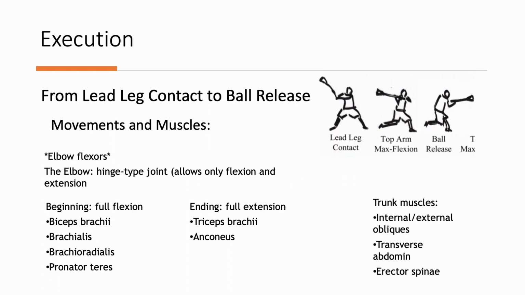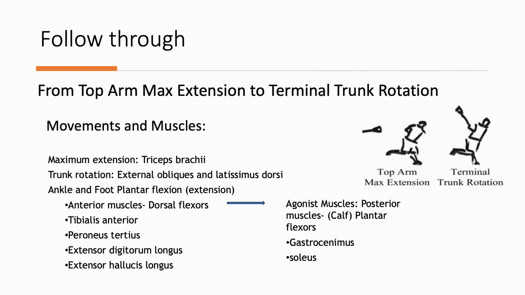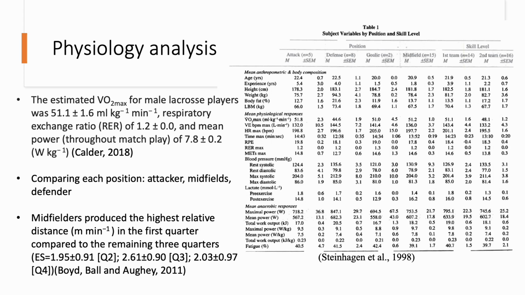Then in the execution phase, which is from the lead leg contact until the ball release, once the lead leg has made contact on the ground, the player will pull back the stick to generate power with biceps in full flexion to hold on to the stick and swing forward with the triceps in full extension to release the ball. Then it's the follow through from the top arm max extension. After shooting the ball, the top arm would fully extend, with a terminal trunk rotation, including the external obliques and the abdominals.